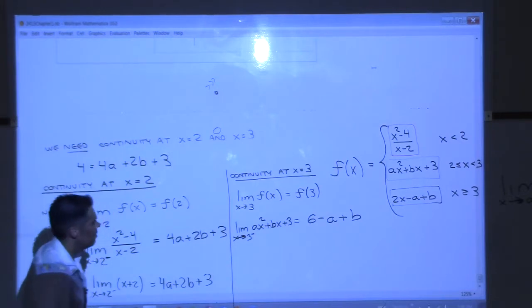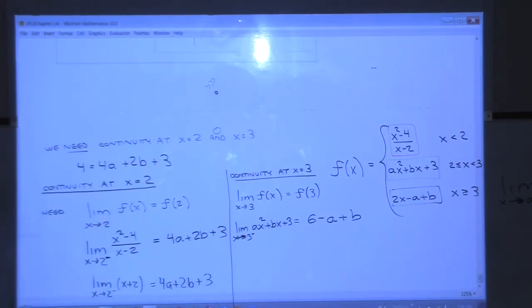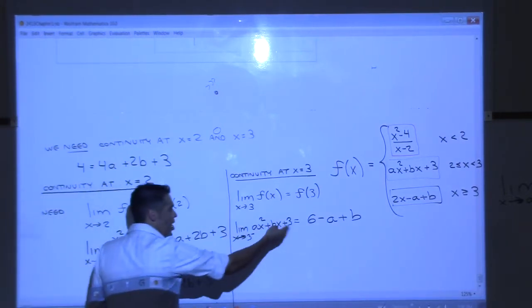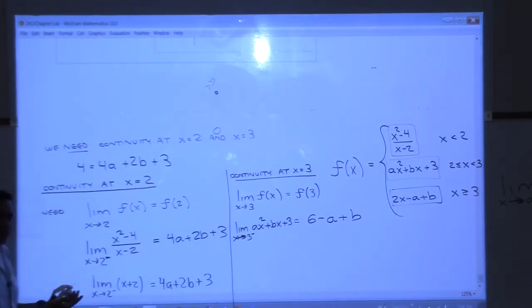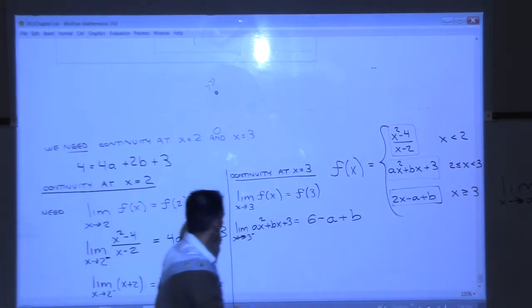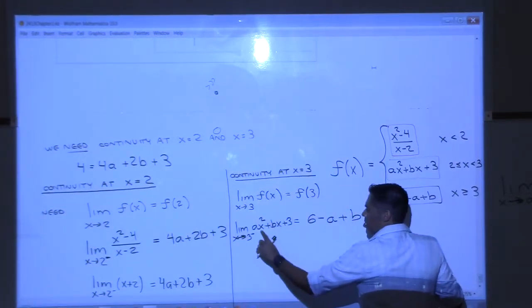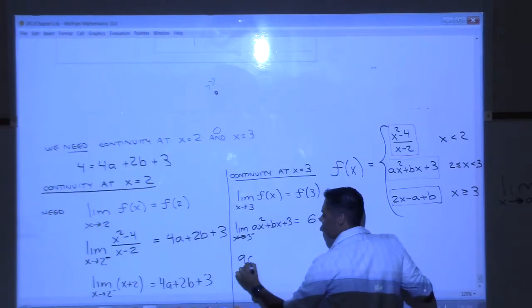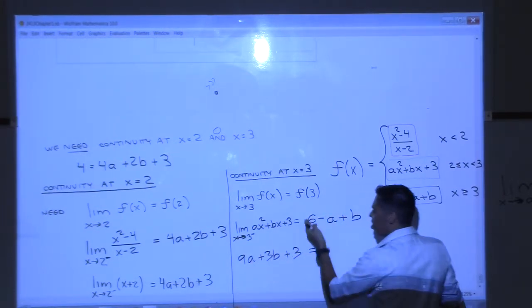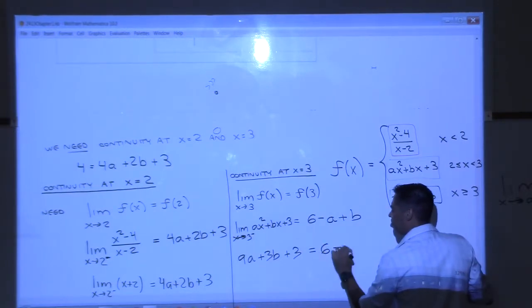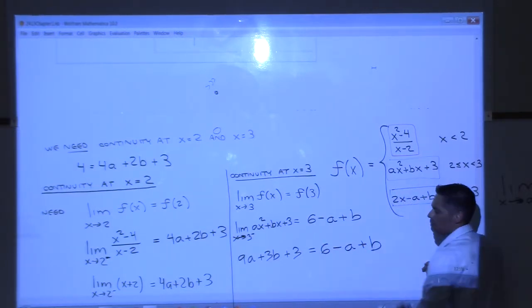Okay. So, Omar, what's that limit? X is approaching 3. Do we have any problems with that limit like we had over here where we had to do algebra? No, we just plug in 3, right, for x. So what do we got here? 9a plus 3b plus 3 must equal this side, right?